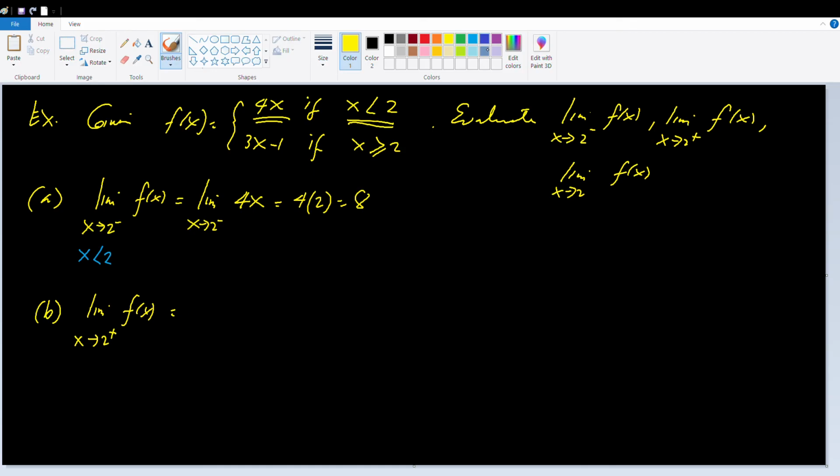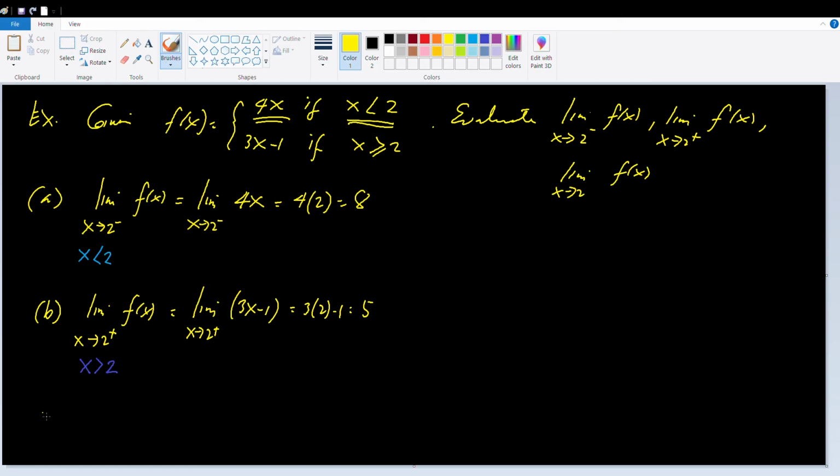So here, x approaches 2 from the right means that x is greater than 2. And for x greater than 2, what is the definition of our f? For x greater than or equal to 2, that is 3x minus 1 as x approaches 2 from the right. So evaluate this as an ordinary limit. That will be 3 times 2 minus 1. 6 minus 1, that would be 5.